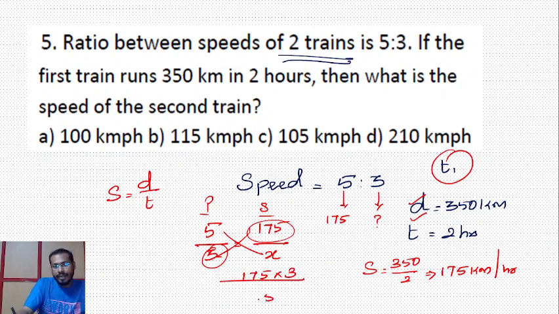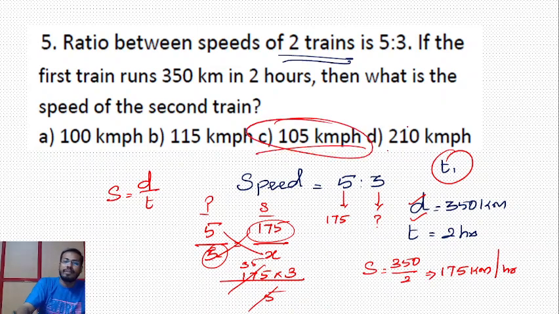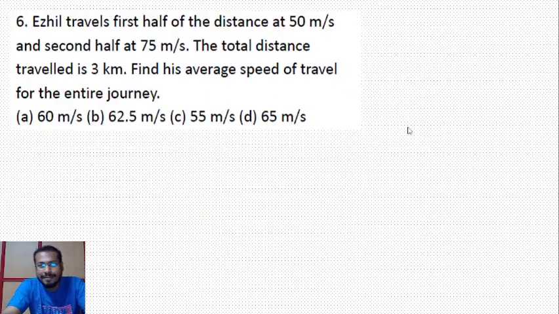Over 5. Okay, so 17 is 3 times and 25 is 5 times. 35 into 3 is nothing but 105 kilometers per hour. Clear? Next question. Ezhil travels the first half of the distance at 50 meters per second.